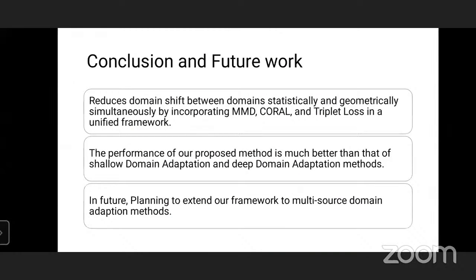To conclude, the proposed method gives comparatively better results by incorporating these three values: MMD, CORAL and triplet values. It is implemented in a single unified network. In future, instead of taking a single source domain, we are planning to extend this to multiple source domains. So these are the few references.